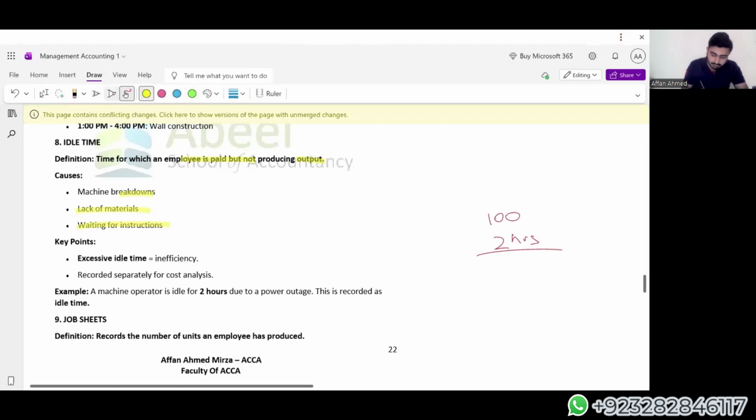So excess idle time equals inefficiency. It could be part of the management's activities or the employee's activity as well. It is recorded separately for cost analysis. Example: a machine operator is idle for 2 hours due to a power outage. This is recorded as idle time.